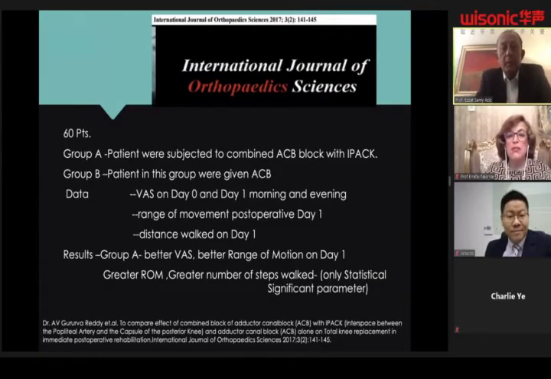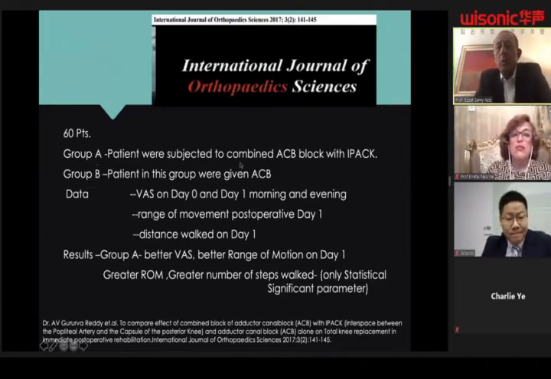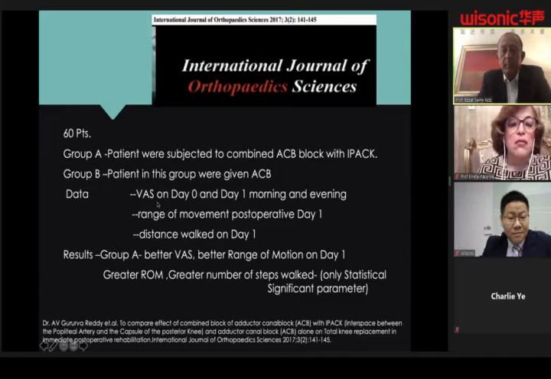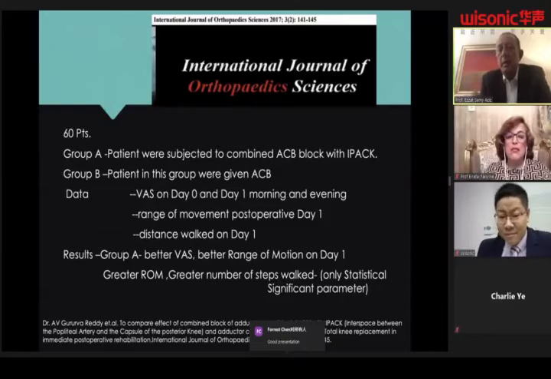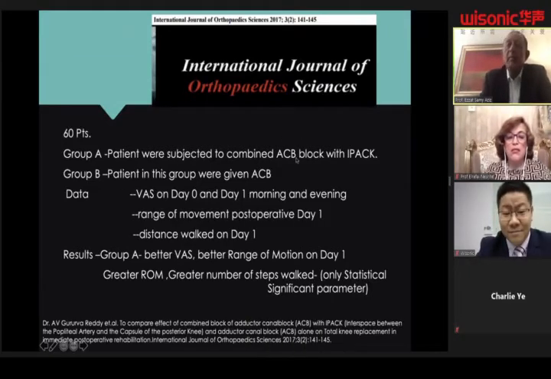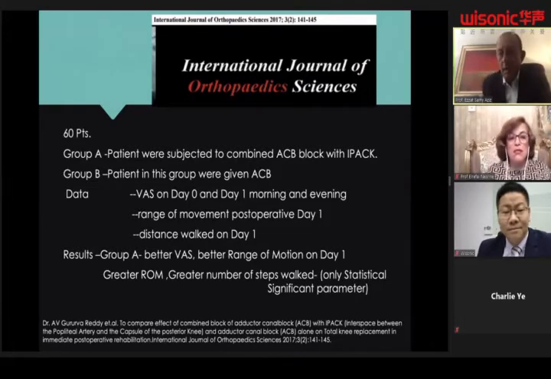These are some studies that showed that in group A, patients were subjected to combined adductor canal block with IPACK block, and in the other group, patients received only an adductor canal block. They measured the visual analog score on day 0 and day 1, morning and evening, and they studied the range of movement in the postoperative days and the distance walked on day 1. They compared group A, adductor canal block with IPACK block, and group B, adductor canal block only, and on day 1 the number of steps walked was much higher, statistically significant. Because, as I said, the adductor canal block gives analgesia to the front part of the knee only. The IPACK block provides analgesia for the posterior part of the knee, so we have the whole circumference of the knee covered by analgesia, and the patient would walk better.